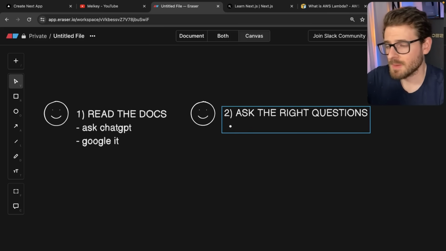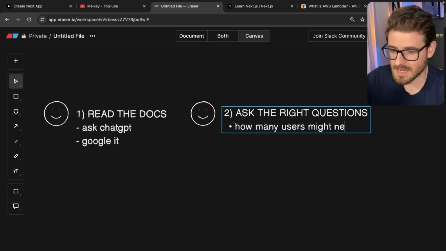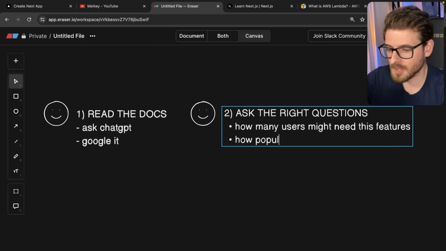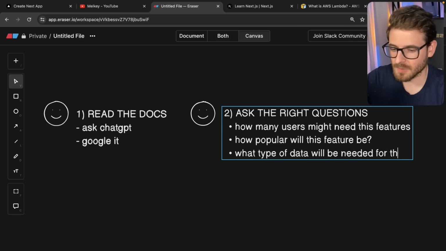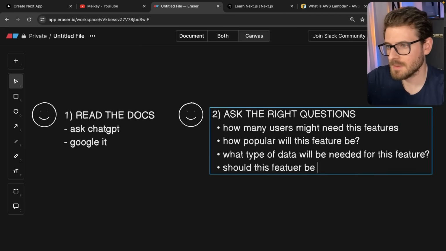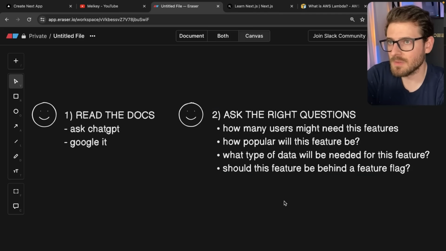So for example, if you join a meeting and they're talking about adding a feature, you should ask them questions like, how many users might need this feature? How popular will this feature be? What type of data will be needed for this feature? Should this feature be behind a feature flag? You need to get in the mindset of always asking questions. Always make sure that you fully thought about the problem you're about to solve.